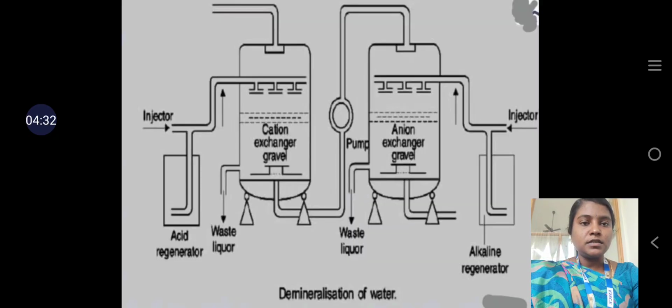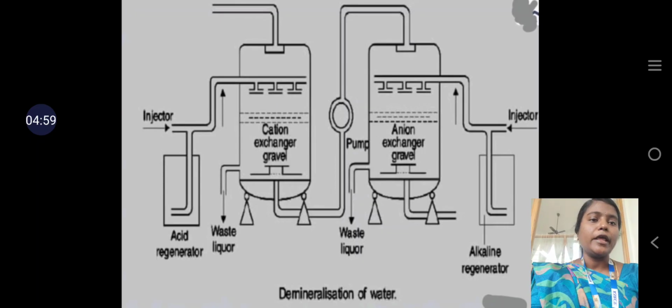In the first cylinder, the raw water, that means raw boiler feed water, is fed into the cation exchanging column. The resins, which have positive ions, simply exchange their ions with metal cations like calcium and magnesium ions. After removal of these calcium and magnesium ions, the cation free water is allowed into the anionic exchanger.